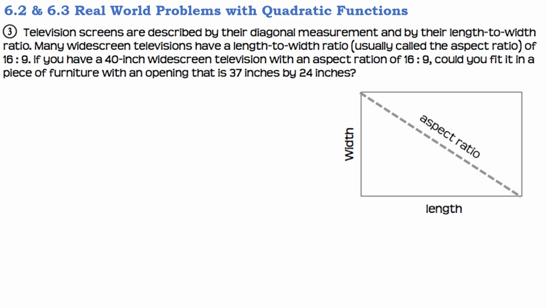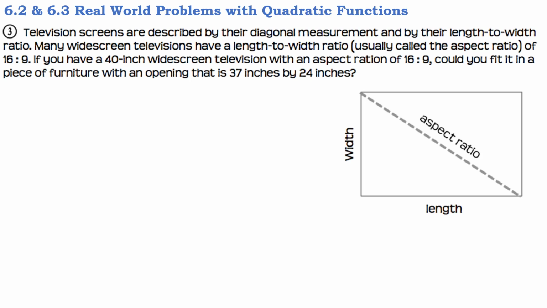Television screens are described by their diagonal measurement and by their length to width ratio. Many widescreen televisions have a length to width ratio, usually called the aspect ratio, of 16 to 9. If you have a 40-inch widescreen television with an aspect ratio of 16 to 9, could you fit it in a piece of furniture with an opening that is 37 inches by 24 inches?